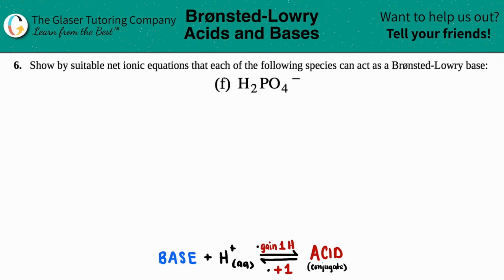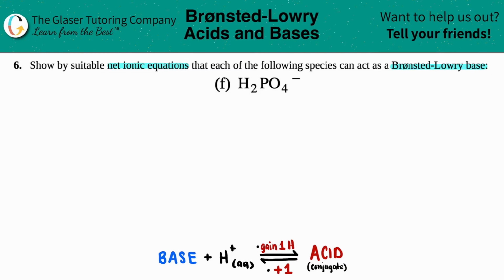Question 6: show by suitable net ionic equations that each of the following species can act as a Bronsted-Lowry base. And then we have letter F. So we just have to show now that H2PO4- is acting as a Bronsted-Lowry base. I do remember that a couple of questions ago, we did the same one, but it was acting as a Bronsted-Lowry acid. So if this can act as a base and an acid, it's called an amphoteric ion.